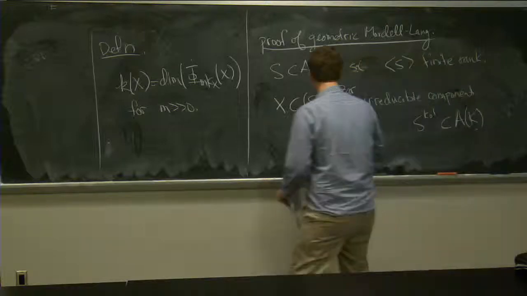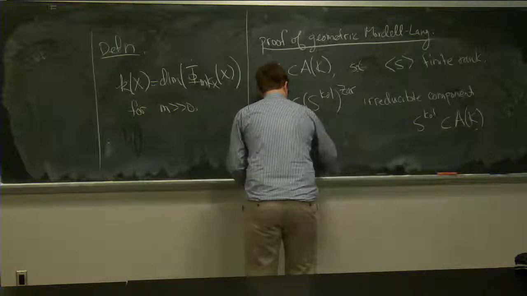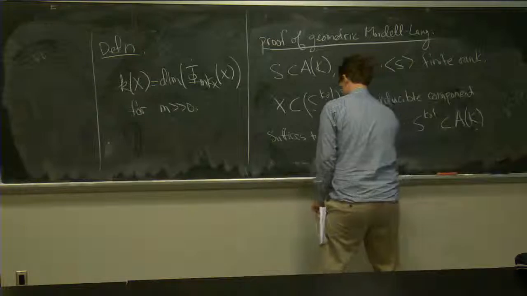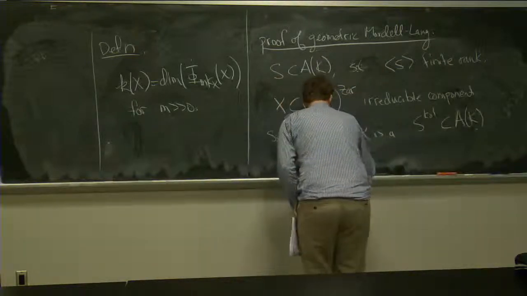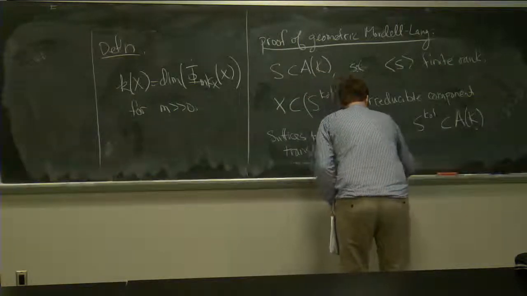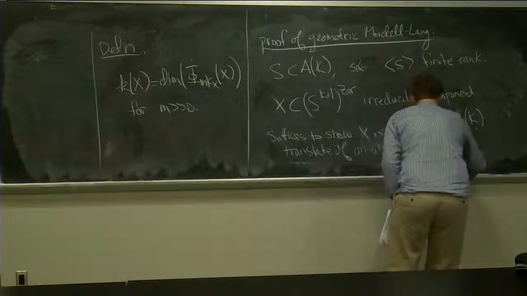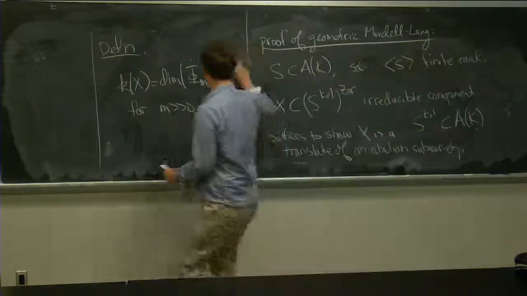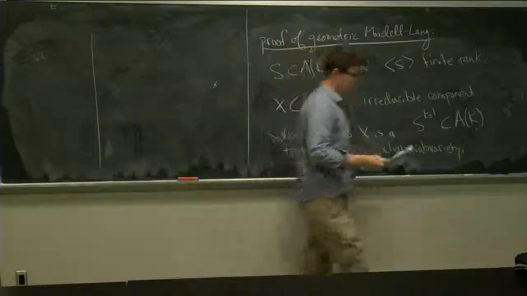Okay, and so it suffices to show, yeah, I think so, everything's smooth, that X is a translate of an abelian subvariety, because every irreducible component in a configuration looks like one of those translates. All right. Okay, so suppose not.